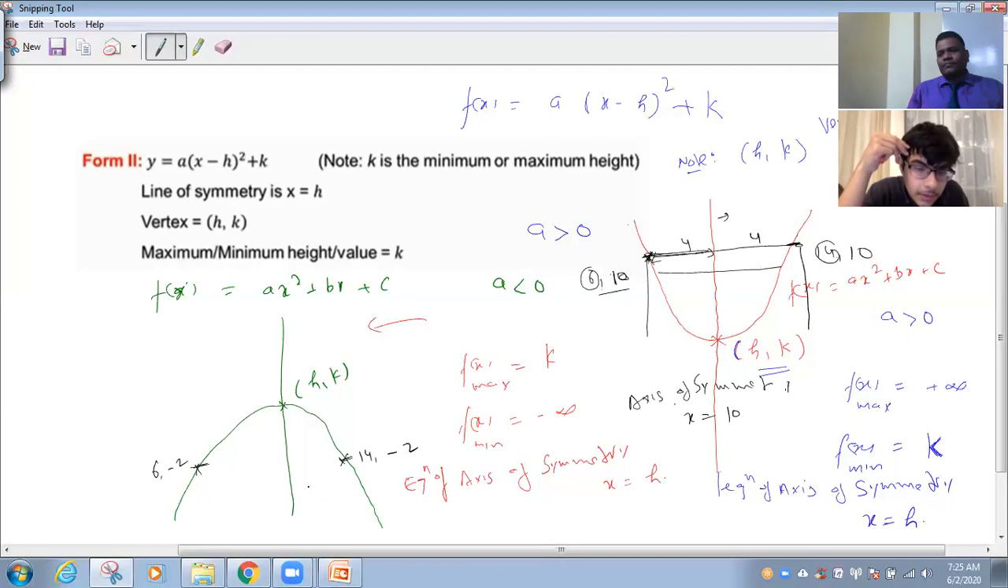It would be x is equal to 10. Correct. Same. The only y coordinate is changing. The other concept is the same, right?